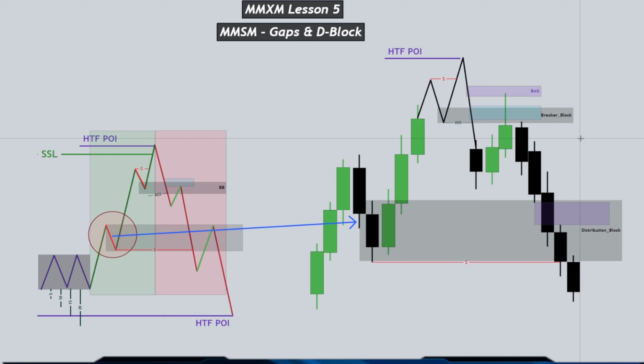And with this lesson, I have almost covered everything. Now the next lesson will be the entries and the time of the delivery, where you can expect certain things or look for certain things on your chart.